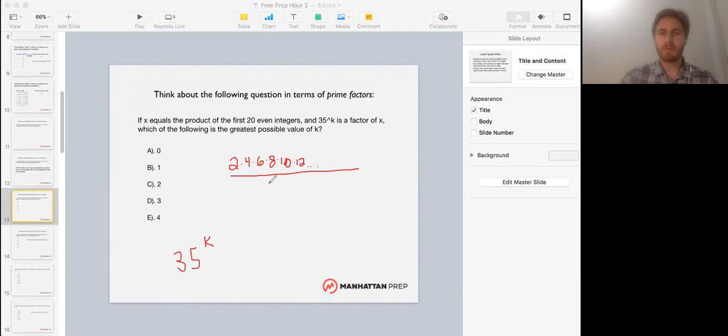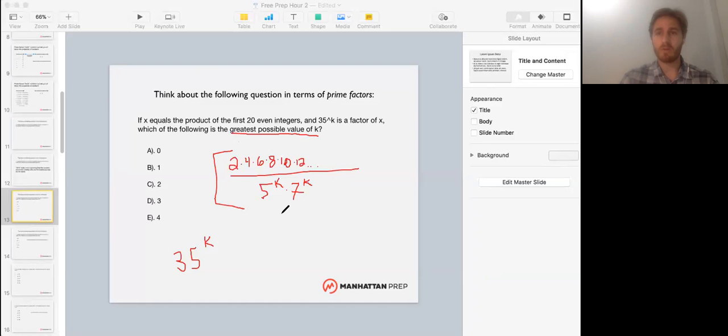Good, Winnie. It's going to be 5 to the k times 7 to the k, and I want to know the biggest possible value of k where this whole thing becomes an integer, meaning everything in the bottom cancels out.